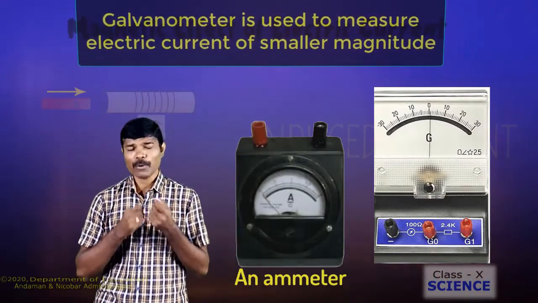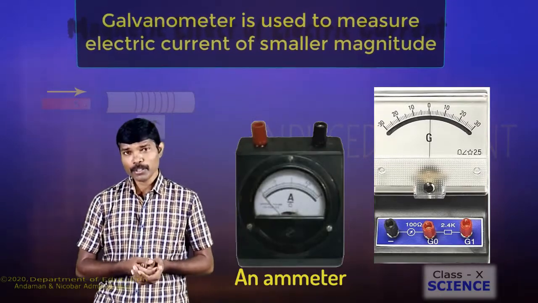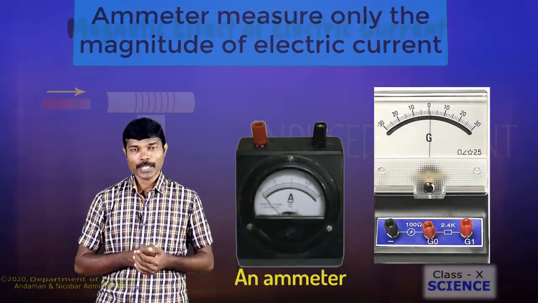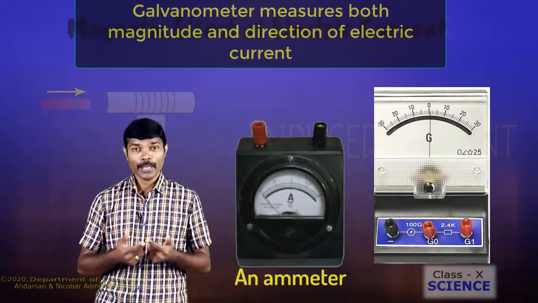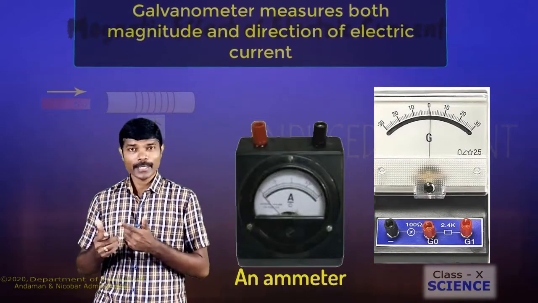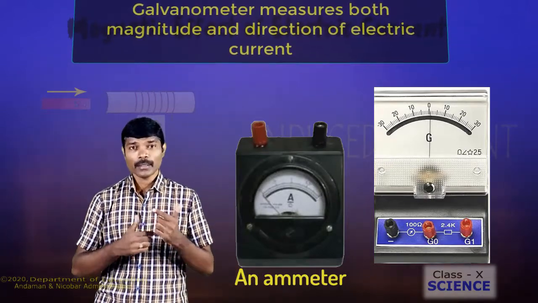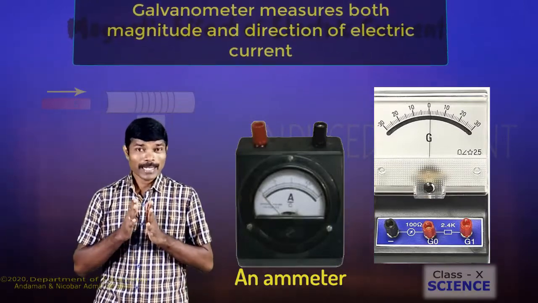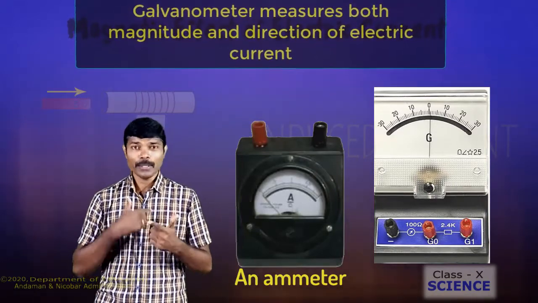For very small currents, we use another device called a galvanometer. There is another difference between an ammeter and a galvanometer. In an ammeter we cannot find the direction of flow of electric current, whereas in a galvanometer we have the facility of knowing the direction of flow of electric current. If the needle deflects to the right-hand side, it indicates one direction. If it deflects to the other side, the direction of the electric current is different. This way we can easily find the direction of flow of electric current in a circuit by using a galvanometer.